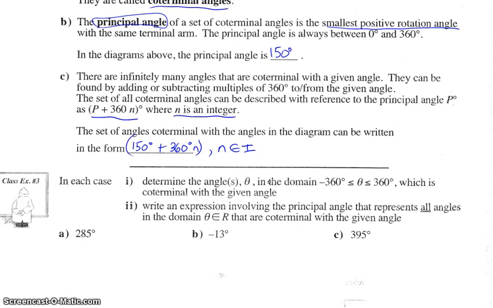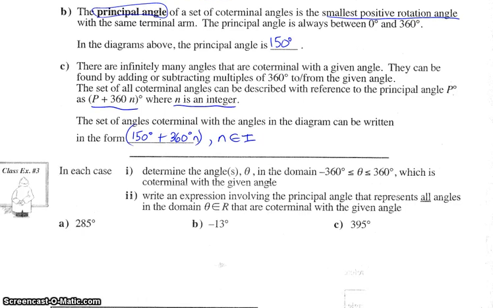Okay, example 3. We are going to basically come up with, first of all, the angle or angles in the domain from negative 360 to 360, which are coterminal with each of these angles. Then, part I, we're going to look at the expression like we did up above here, that would basically show all coterminal angles with that given principal angle, or with the principal angle. So let's take a look at this.